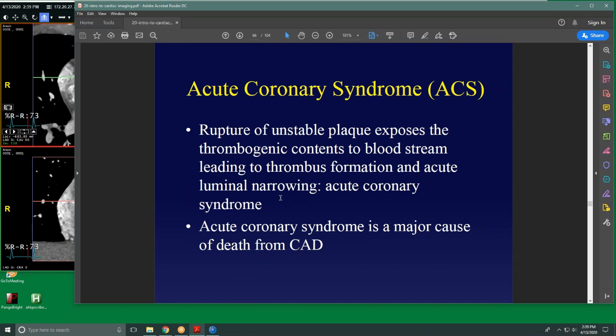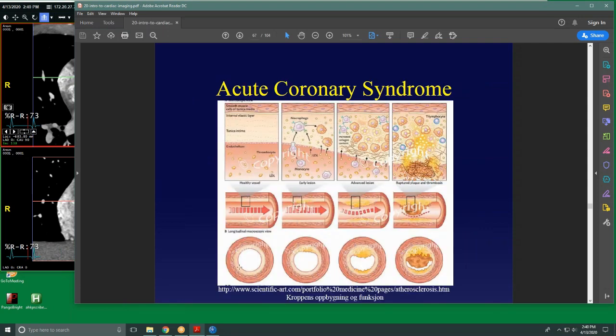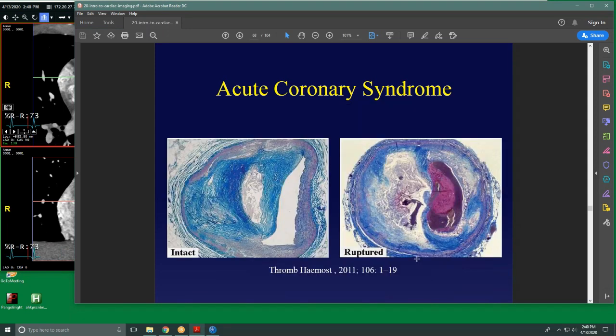And your blood flow is not able to meet myocardial oxygen demand at rest, okay? And that's a major cause of death in CAD. And basically what happens is you've got your plaque, the plaque ruptures, and you've got this big thrombus causing rapid, severe narrowing or occlusion of a coronary artery.